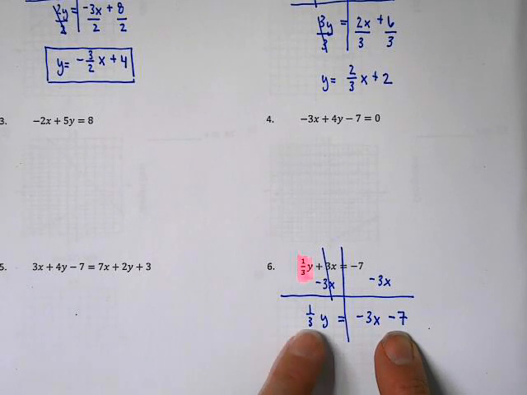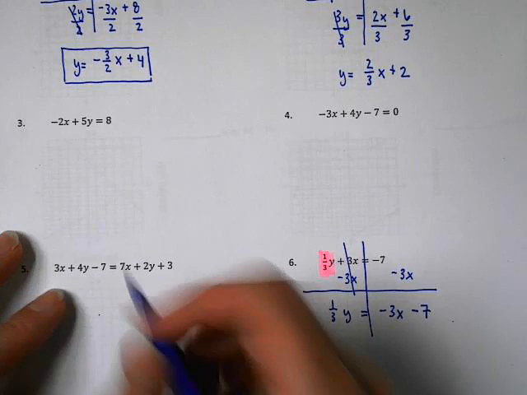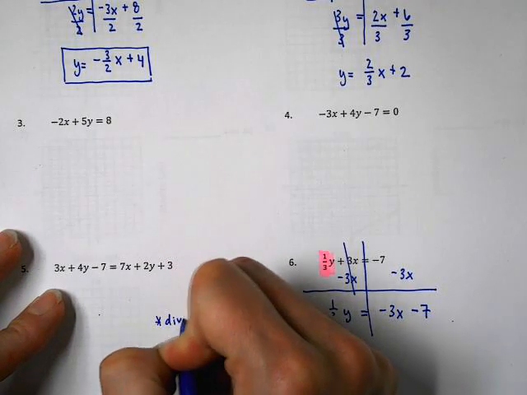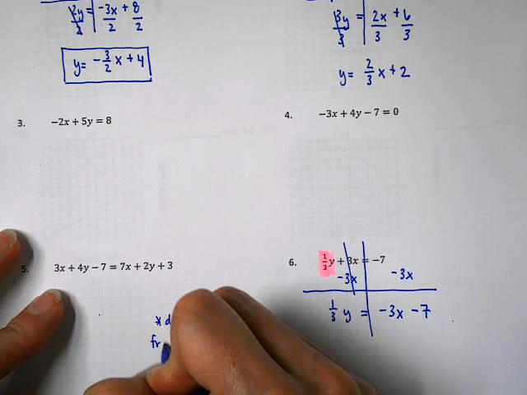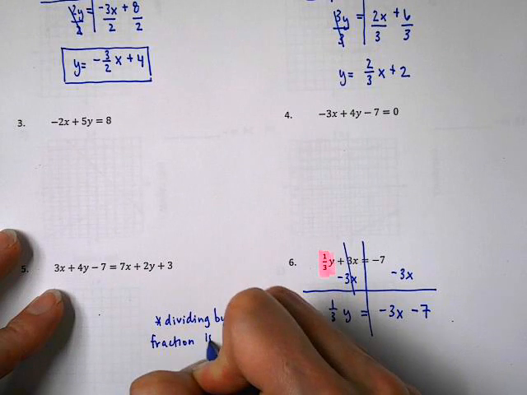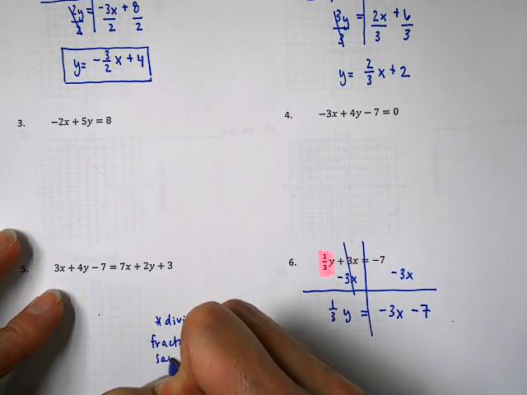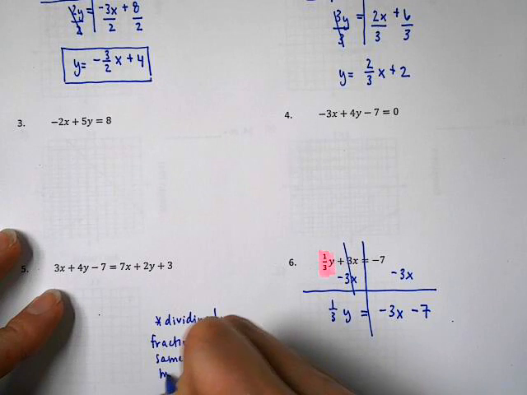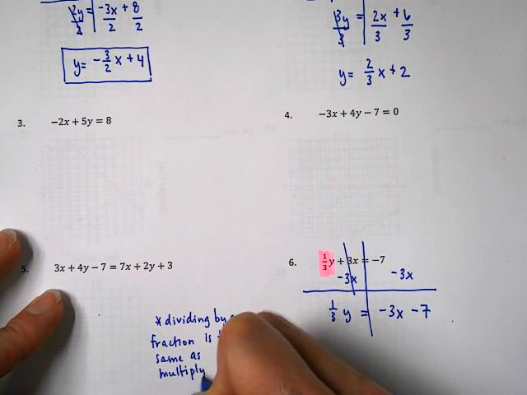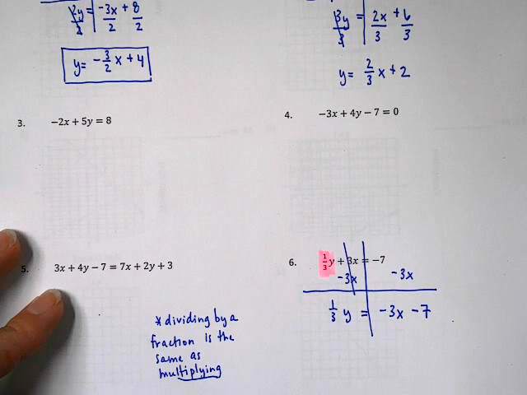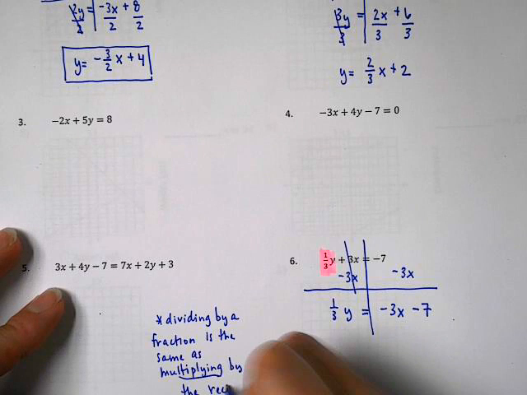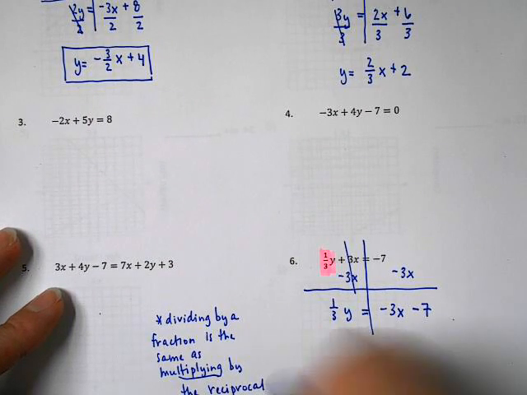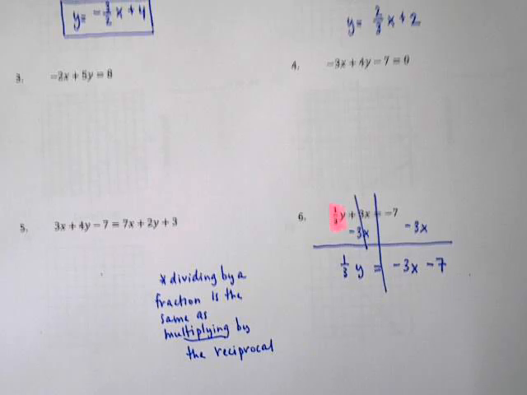So, dividing by a fraction is the same thing as multiplying by the reciprocal. So I'm going to make a note here. Dividing by a fraction is the same as multiplying by the reciprocal. Oops, and this is going off the page. Let me scooch this so you can see it.